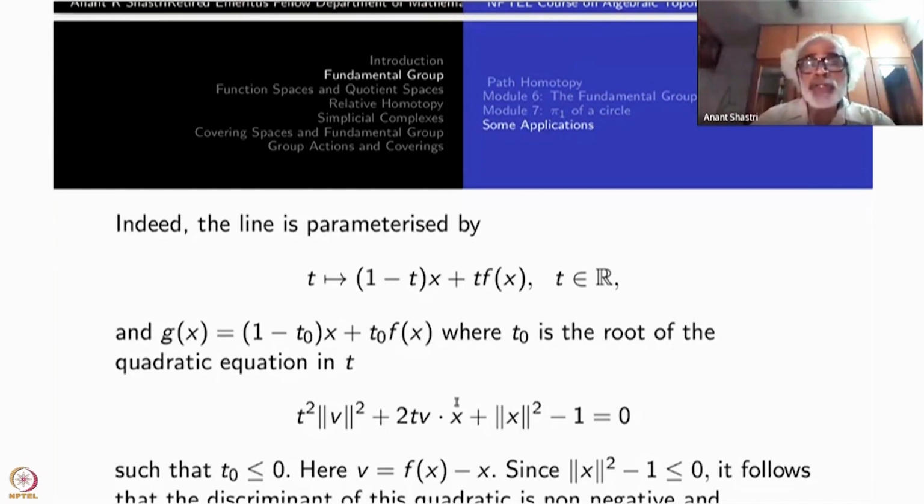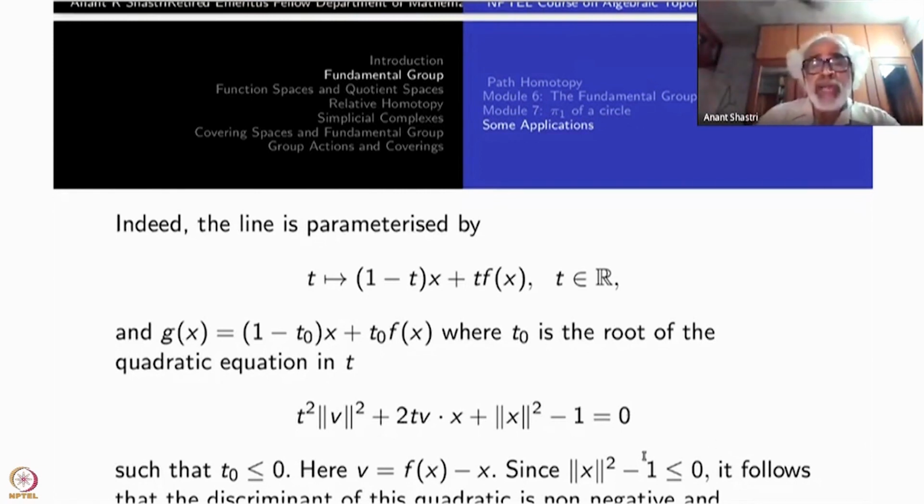So solutions of a quadratic equation wherein the coefficients are functions of x automatically will be what? Smooth functions, if the coefficients are smooth functions. If they are continuous, the solutions will also be continuous because we can give them by a formula: minus b plus or minus square root of b squared minus 4ac, divided by 2a. That's what we have to do.